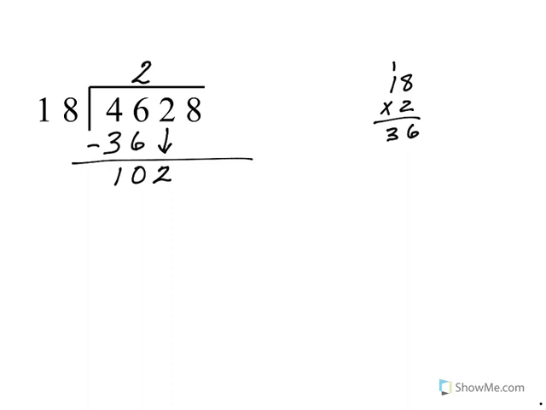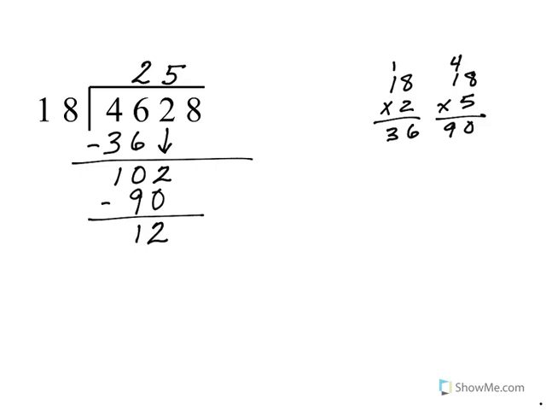Again, I'm going to think I could get 5 groups of 20 out of 102. So I'm going to go ahead and put my 5 up here. Over here, I'm going to multiply 18 times 5. Here I know that 5 times 8 is 40. 5 times 1 is 5, plus 4 is 9. And so 5 times 18 is 90. I can write that down here. And when I subtract 90 from 102, I'm going to get 12. 12 is less than 18, so I'm good.